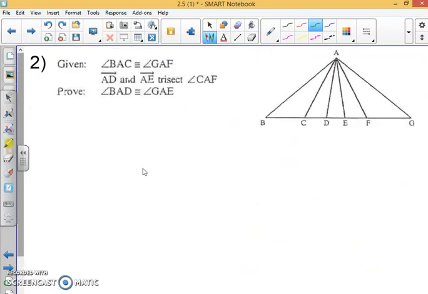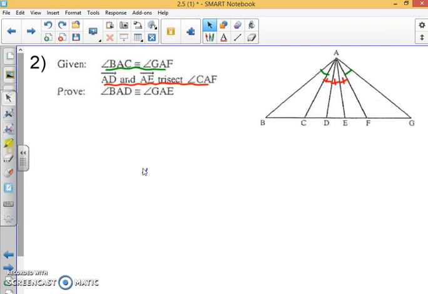Okay. For this next proof, I'd like to do a flowchart proof. So let's start by marking our diagram. We have that BAC is congruent to GAF. And we have that AD and AE trisect CAF, meaning these three little angles there will be congruent. And we want to show that BAD is congruent to GAE.